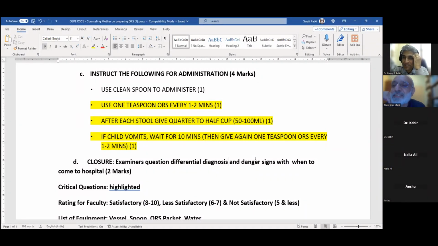That's an excellent thought. Yes, you have to have vessels, and somebody has to dispose of that water. The vessel and spoon will be one, but ORS would be 20 packets and 20 liters of bottles. Once one student has moved, you have to discard the solution and replace it somewhere. Yes, sir. I think Dr. Anshu is really thinking forward. Yes, but that's how OSCE is expensive. Thank you so much, sir.